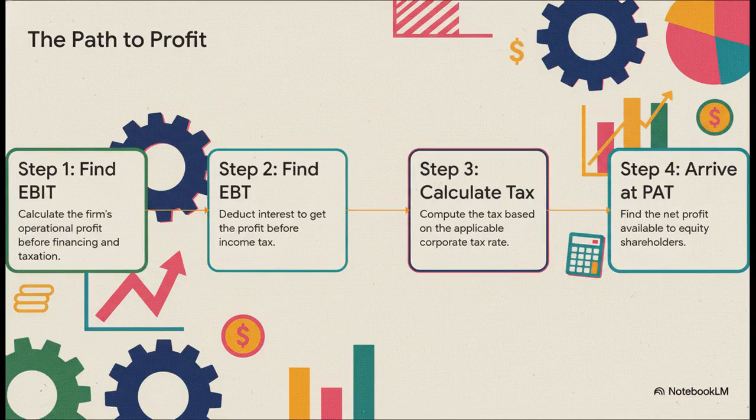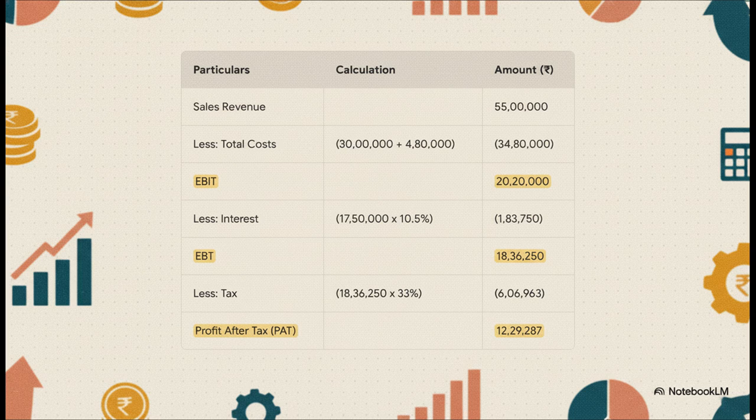Now, you can't just magically arrive at the final profit. You've got to follow the path. Think of it like walking down a set of stairs. We start at the top with operating profit. Then, take a step down by removing interest. Take another step down for taxes. And finally, we land on our destination, profit after tax. Each step is critical.